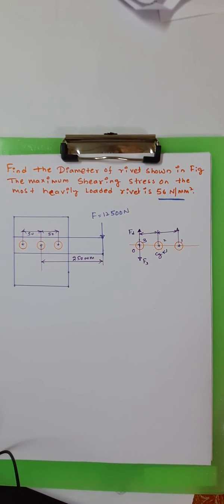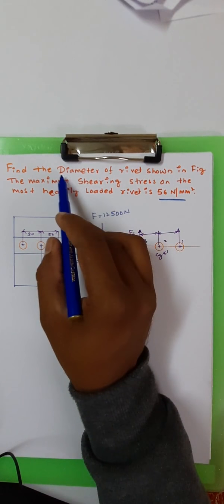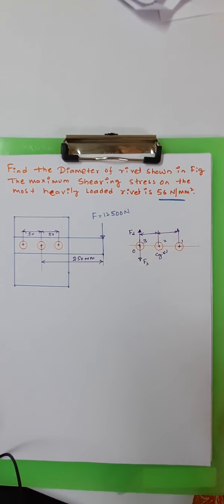So in this problem also we need to find out the X bar, the CG of the rivets. Then we need to find out the lengths L1, L2, L3, and the angle between the primary direct shear load and the secondary shear load. Next, we need to find out the direct shear load and secondary shear loads on each rivet. We need to find out the maximum resultant load, and finally the diameter of the rivet. That is our ultimate objective of this particular problem.